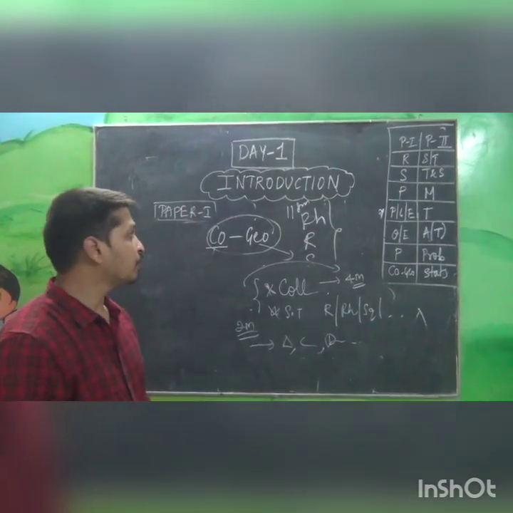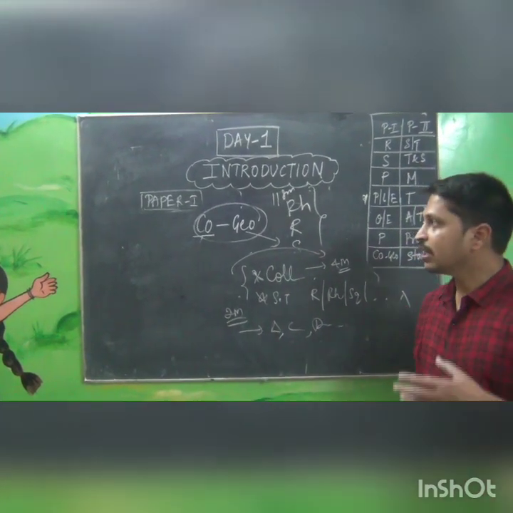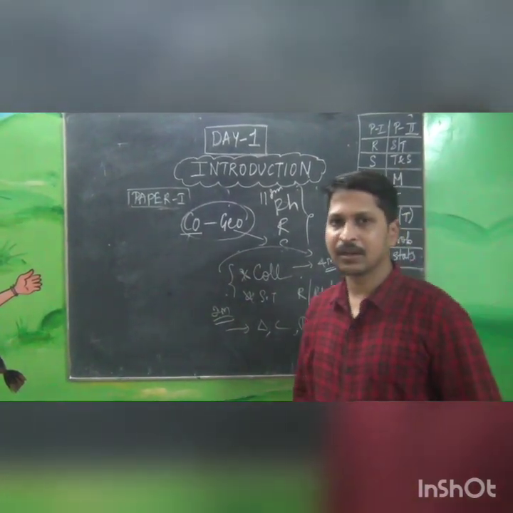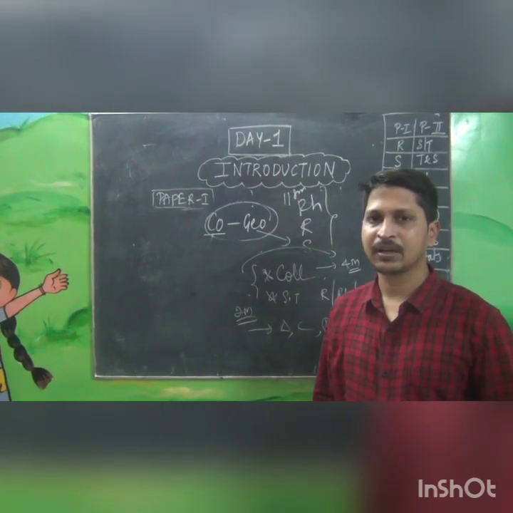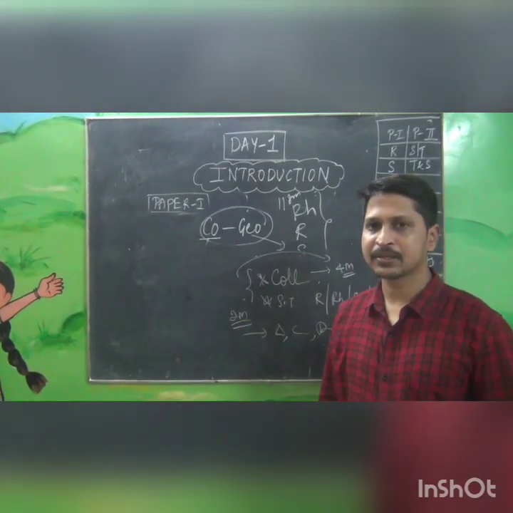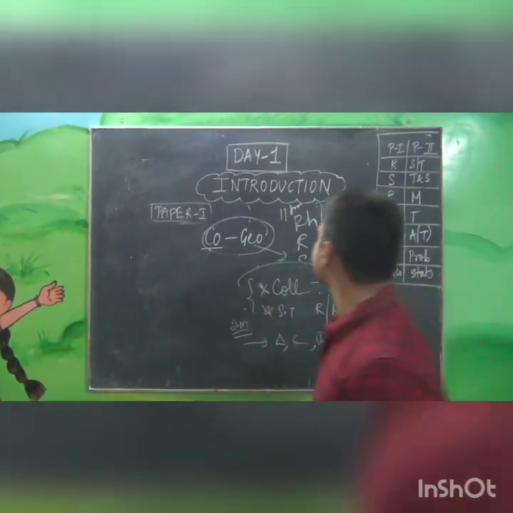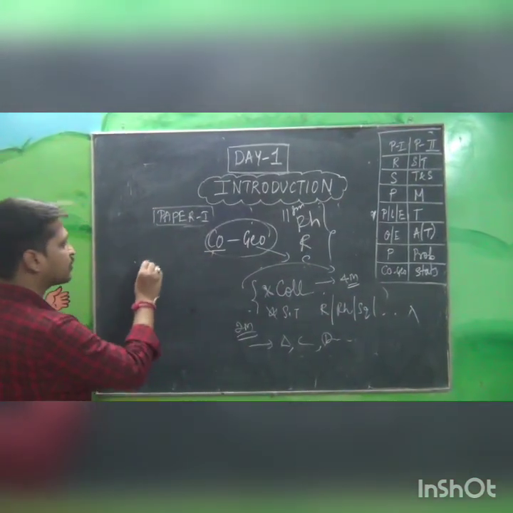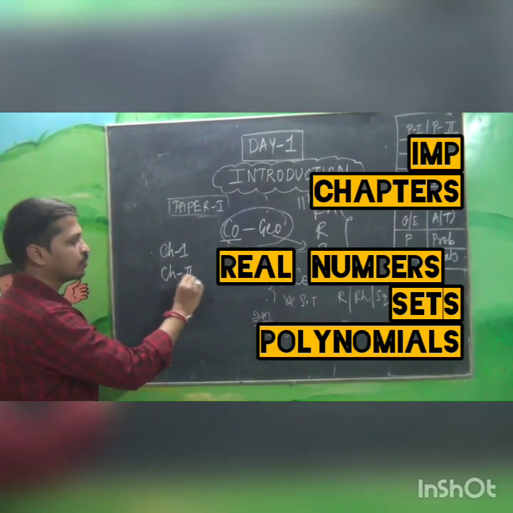So, till now we have discussed paper 1. If you are very weak and very dull, scared of maths or something, always keep it in mind: we have a shortcut to pass. Instead of practicing all 7 chapters, always concentrate on the first 3 chapters: Chapter 1, Chapter 2, Chapter 3.